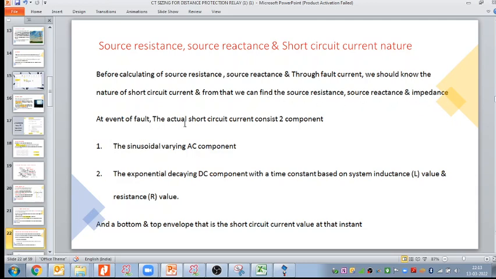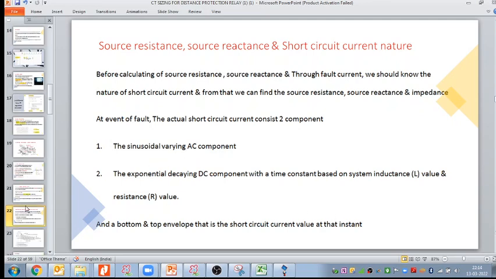At the event of the fault, the actual short circuit current consists of two components. One is the sinusoidally varying AC component. Second, the total fault current has an exponentially decaying DC component with a time constant based on the system inductance and resistance value, and a bottom and top envelope, that is the short circuit current value at that instant. Let us see this statement in a graph.